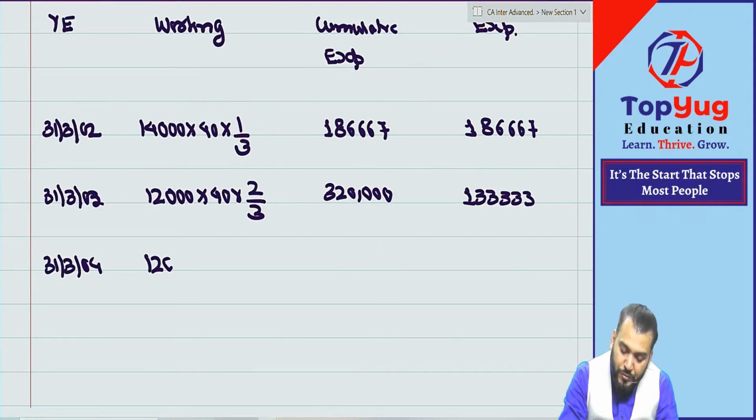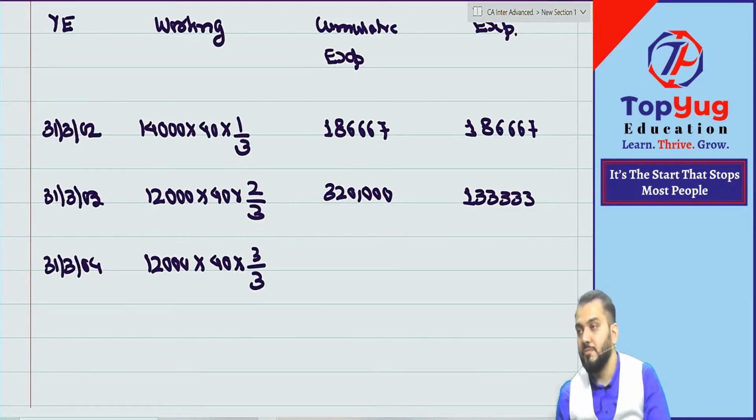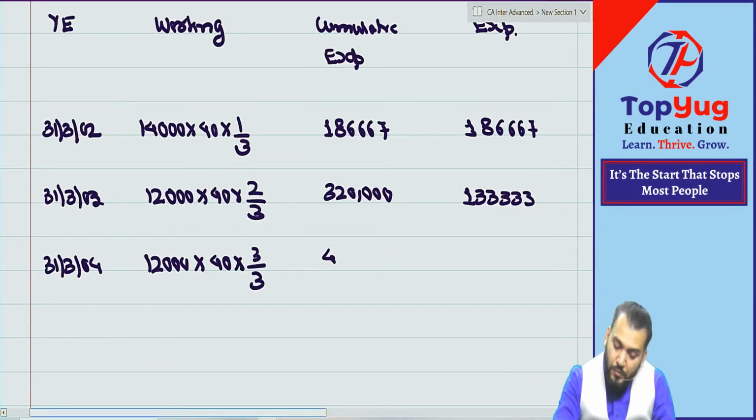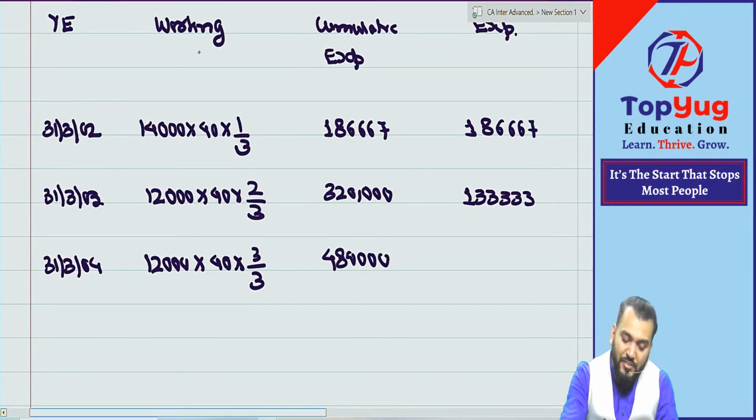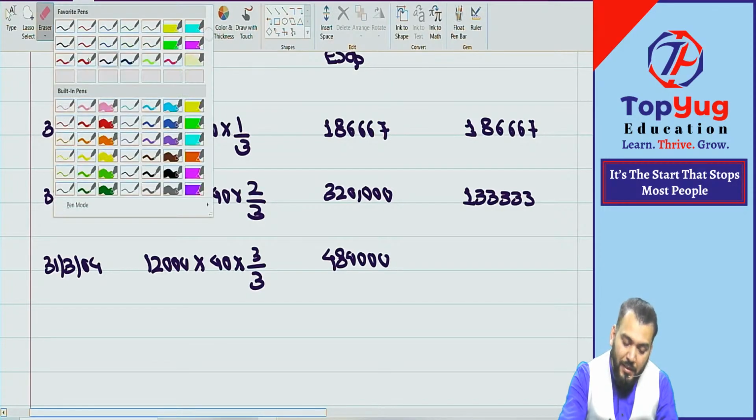Last year 31st March 2004. How many options? Into what? Into what? How much? 4,80,000. What is the expense? 1 lakh, 1 lakh 20, 4 lakh 80 minus 3 lakh, 1 lakh 60,000.